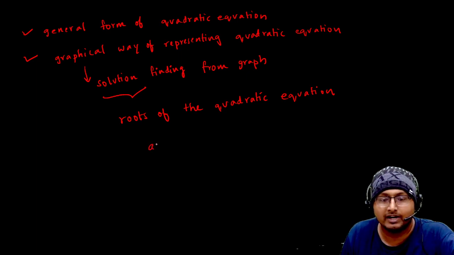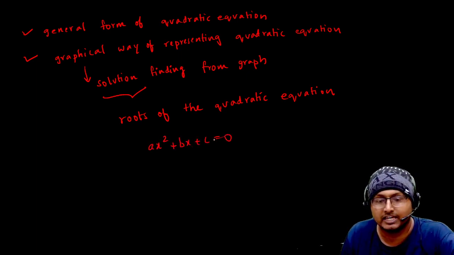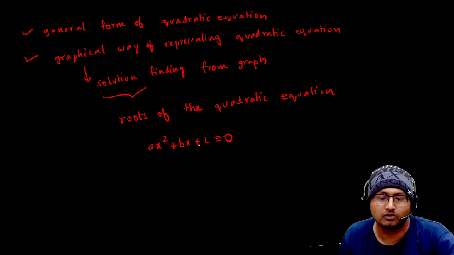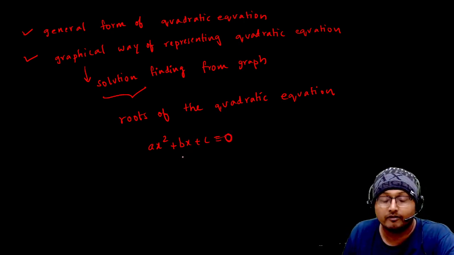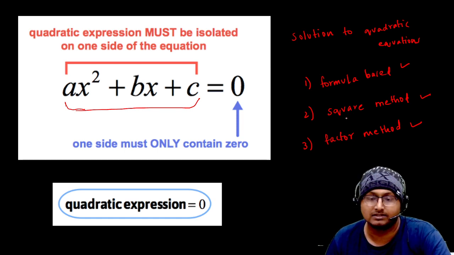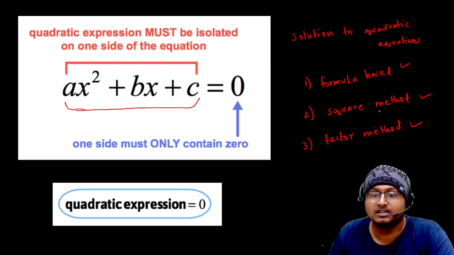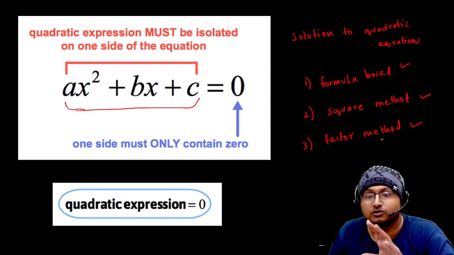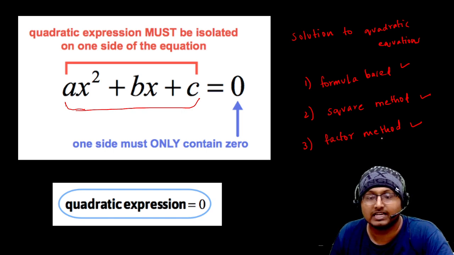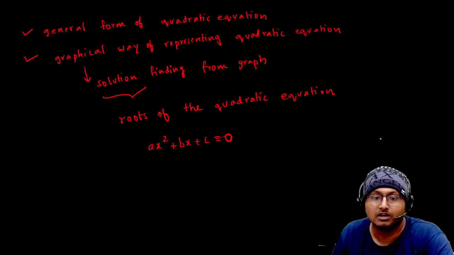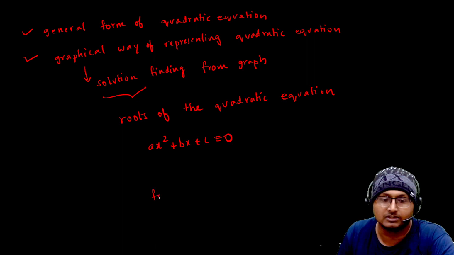So how will we get the solution? If we equate ax square plus bx plus c with 0, we will get the solutions. We have discussed previously that we have three methods. What are they? Formula based method, square method, and factor method. One by one we will see. First today we will see the formula based method.